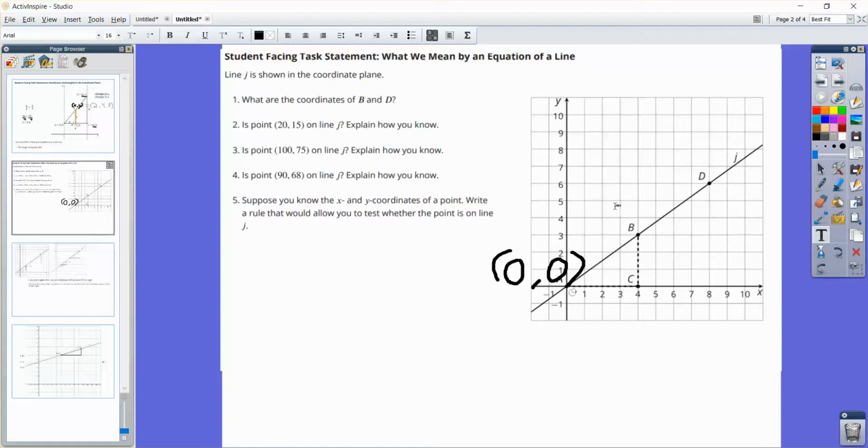All right, let's use the text tool. 4, 3. Okay, so x is first and y is second. And then the point D, again, I can look and see it's 8, 6. Okay, so the x coordinate is 8 and the y coordinate is 6.